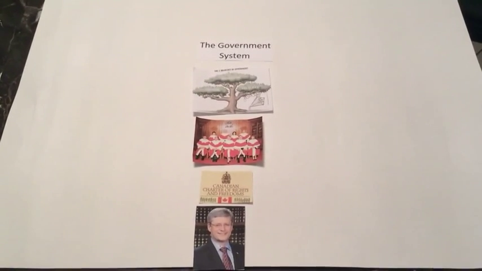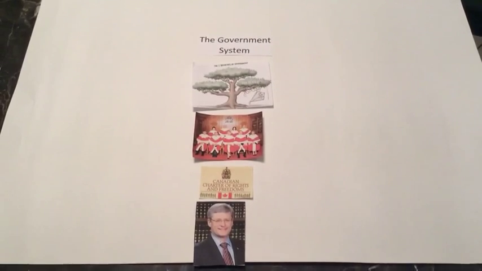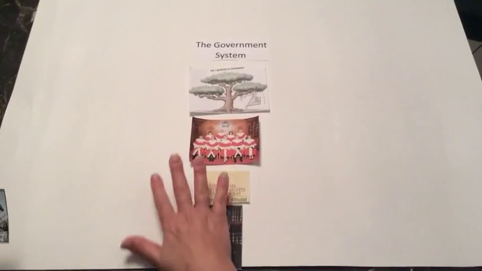The judicial branch keeps our rights and freedoms as Canadians safe. They make sure no one can break the Charter of Rights and Freedoms. Each branch in the government works together to make laws and decisions affecting all citizens of Canada.